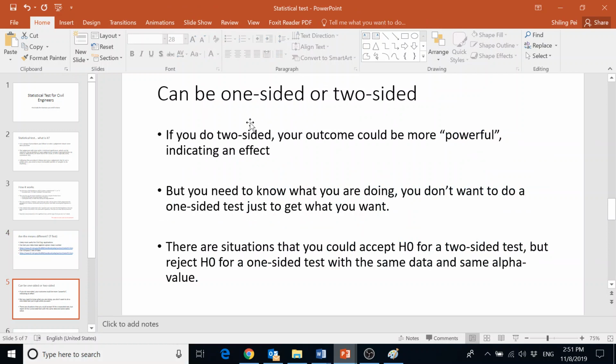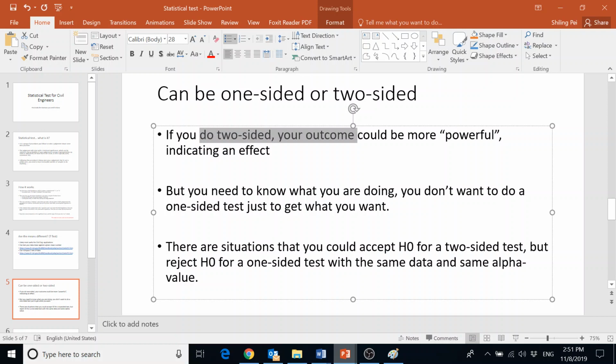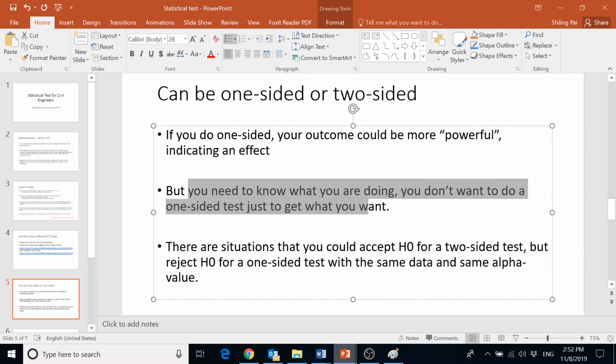For the mean, it's easy to imagine you can be doing one- or two-sided. If you do one-sided, it appears that your outcome will be more powerful because you're indicating an effect, either positive or negative, because it's greater than or smaller than. If it's two-sided, you just get not equal to. But you need to know what you're doing. You don't really want to do a one-sided test just to get what you want. A common mistake people make is coming in with prejudice against the data.